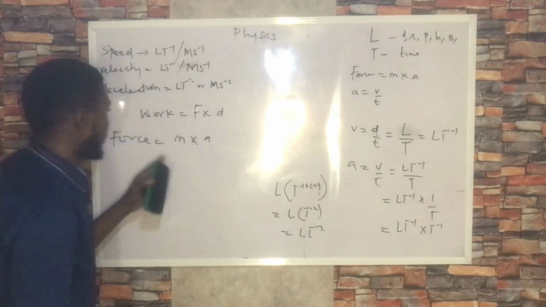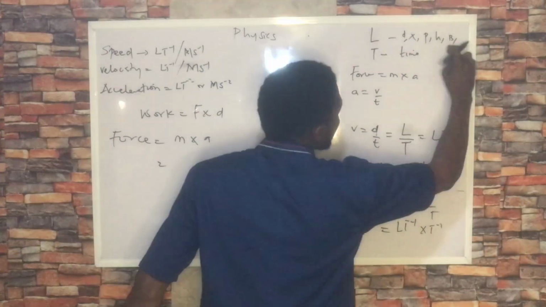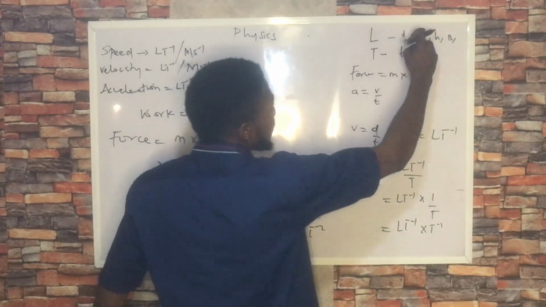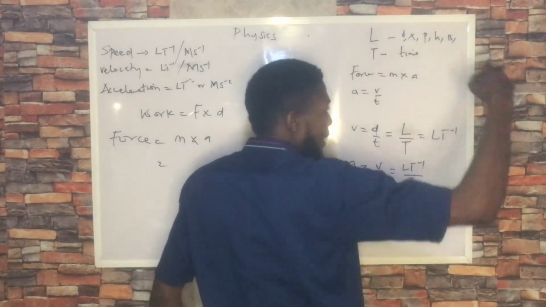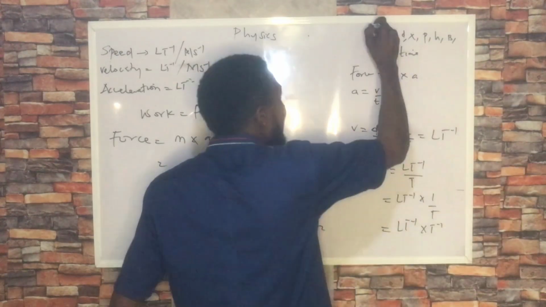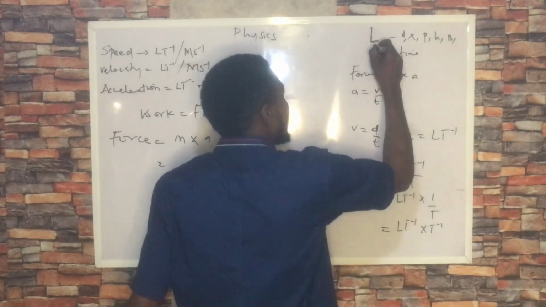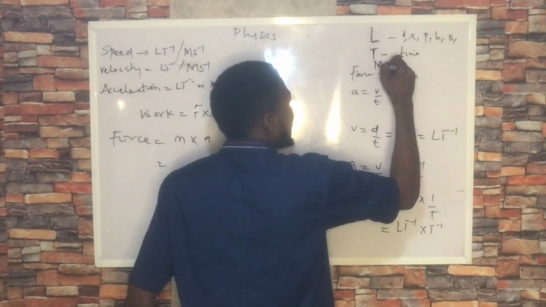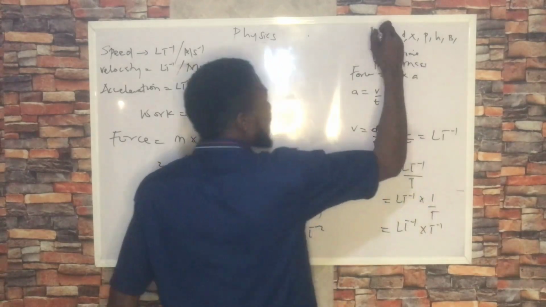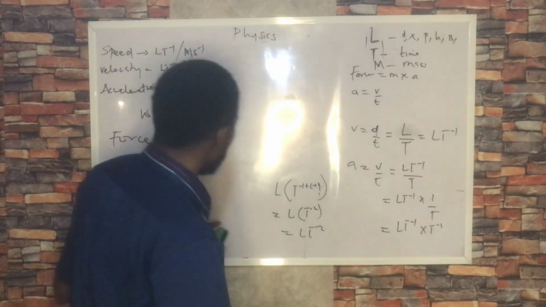Now, then acceleration. Remember I said for length, for all these quantities, displacement, distance, position, height, breadth, in that manner, length, use capital L in dimension. For time, use capital T. For mass, use capital M. So that's why in most cases they call it the LTM principle.